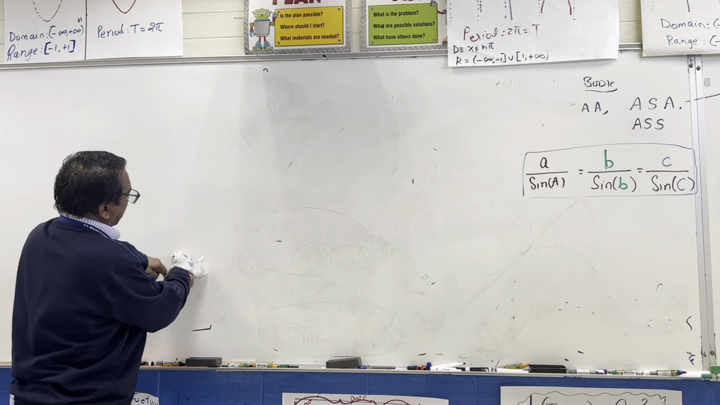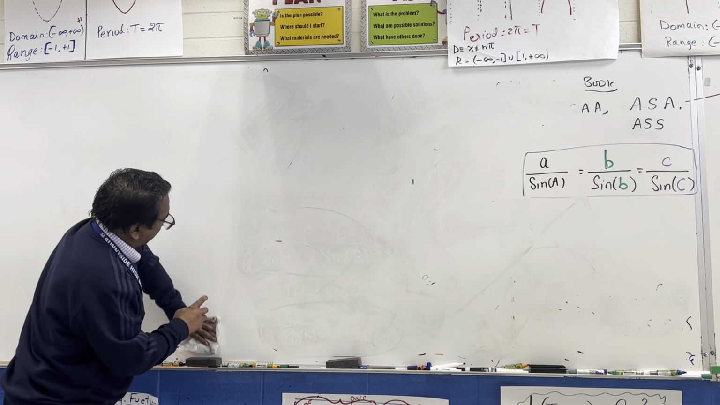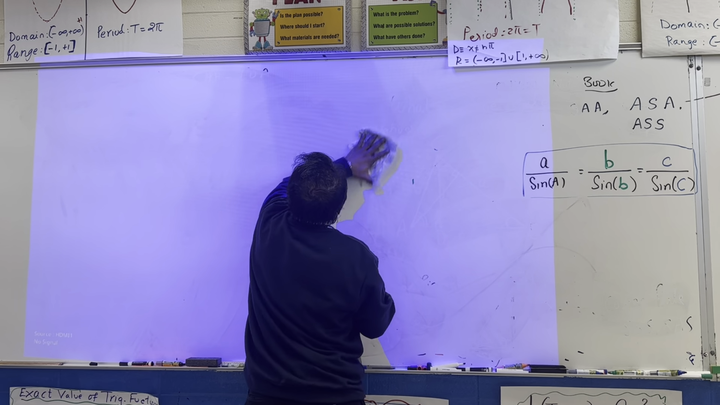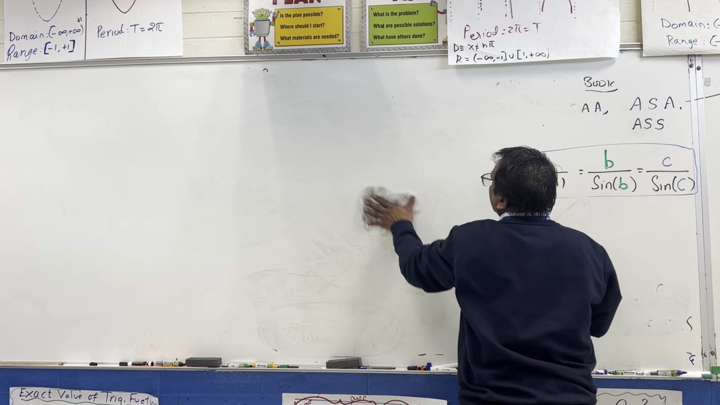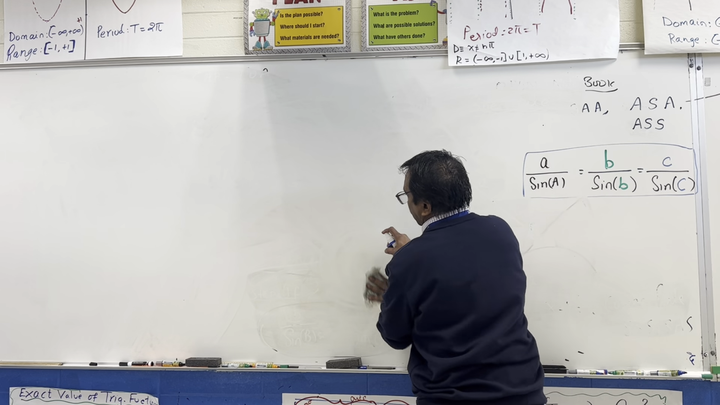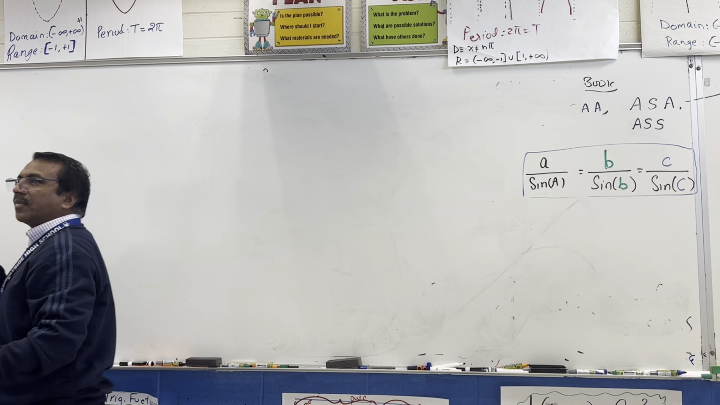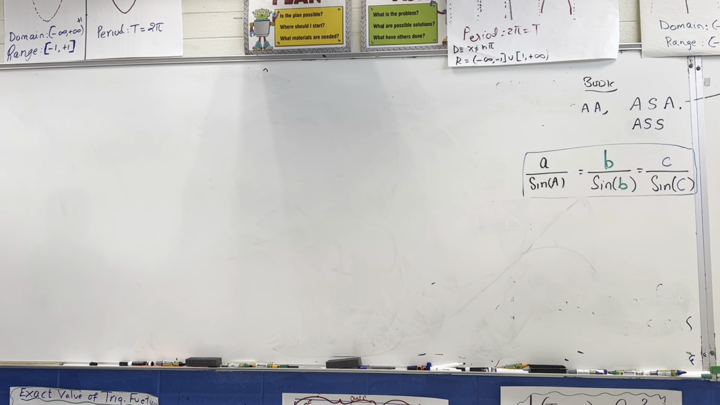They gave us two angles. Yeah, two angles. And anything else? Did they give you one side? Is the side length of any of the sides given? No? Can you read the question? Without a side given, we can't do anything.